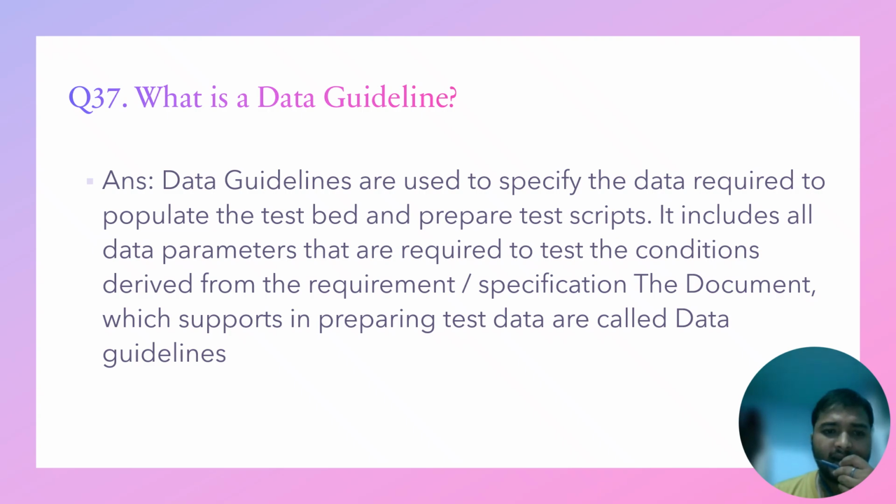What is a data guideline? Data guidelines are used to specify the data required to populate the test bed and to prepare the test scripts. They include all the data parameters that are required to test the conditions derived from the requirement specification. The documents which support preparing test data are called data guidelines.